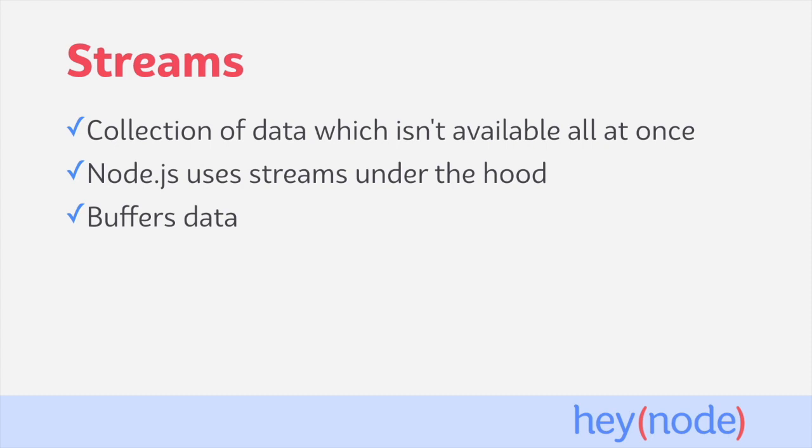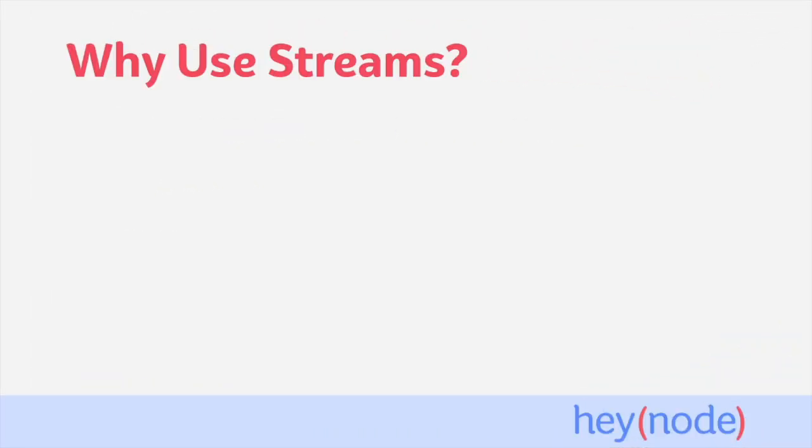Streams also help us buffer data. It collects the data as it comes in until we're ready to use it or until all the data has arrived from the stream. There are several benefits that streams bring to Node.js which make them very important.